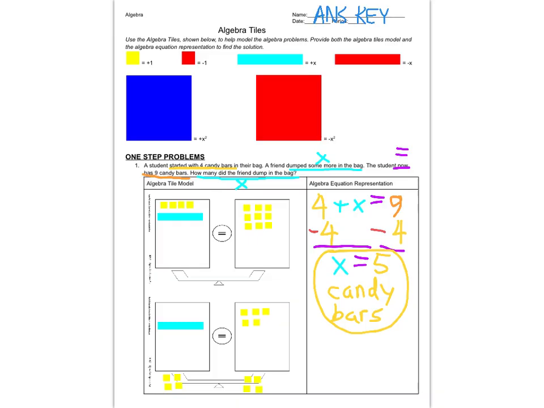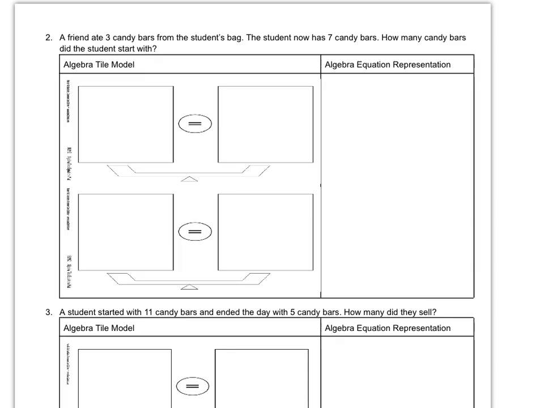Let's try another problem. Let's take a look at number 2. A friend ate 3 candy bars from the student's bag. The student now has 7 candy bars. How many candy bars did the student start with? So again, see if you can model what this looks like. Take a moment to try that. Otherwise, that's going to look like this.